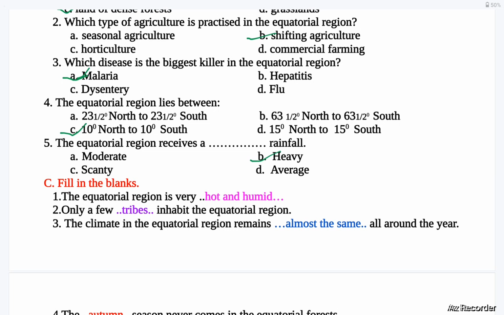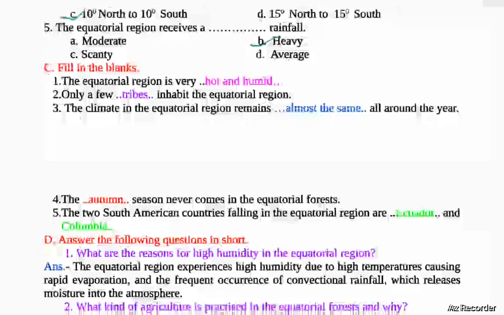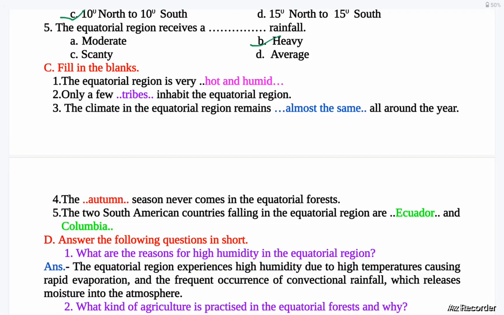So fifth question is, the equatorial region receives a dash rainfall. The answer is heavy. The next question is C. Fill in the blanks. So first question is, the equatorial region is very dash. The answer is hot and humid.